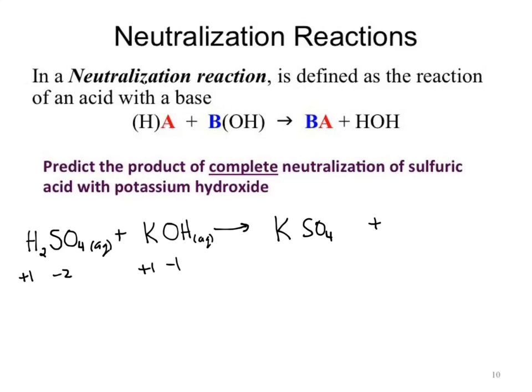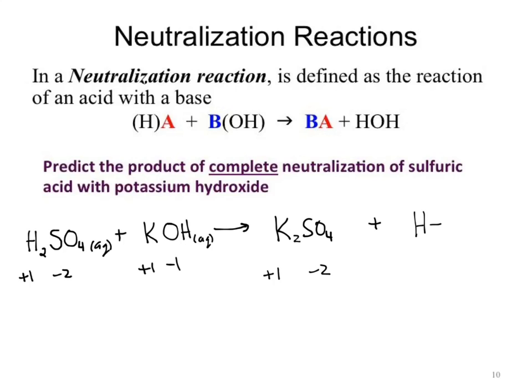Since you said potassium sulfate, let's balance that first. What's the charge on potassium? Plus 1. What's our charge on sulfate? Does our charge balance? No. What do we need to do? We need a 2, and it needs to go as a subscript right after the potassium. You said it. At least I thought you said it. All right. What else is our product?